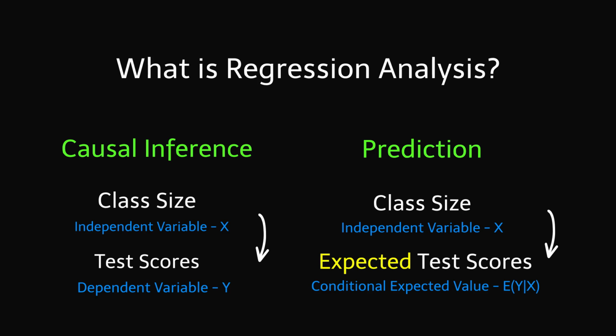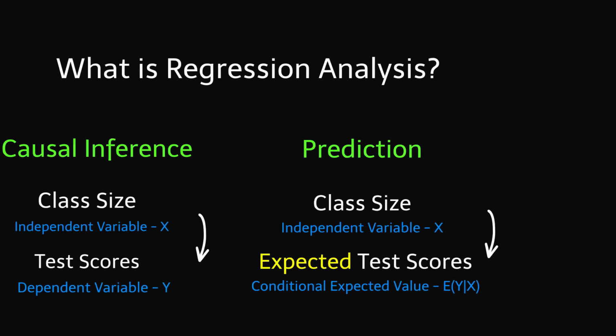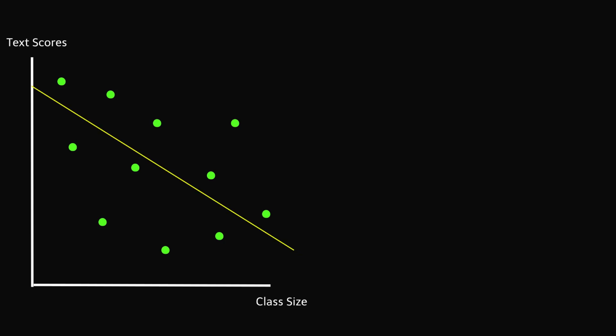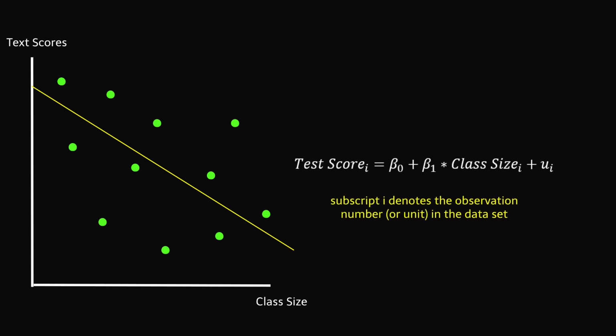Suppose you collect data on class sizes and test scores. You plot these data points on a scatter diagram with class size on the x-axis and test scores on the y-axis. What regression analysis does is to draw a line through the data that captures the average relationship between these two variables. Mathematically, this model is written as test score equals beta 0 plus beta 1 times class size plus ui. Here, the model is describing how the average test score varies with class size.